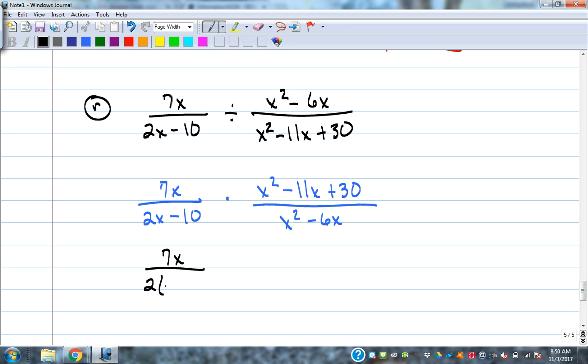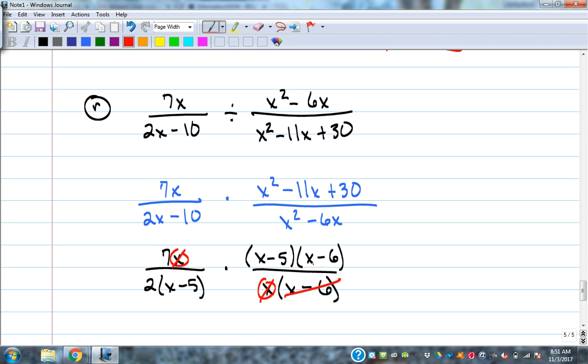So 7x, and then that would be 2x minus 5. I'm going to get the easy ones. What's that trinomial factor as? Good. Multiply to be 30, add to be negative 11, be negative 5 and negative 6. And then you can start canceling stuff. I got an x and an x, x minus 6 and x minus 6, x minus 5 and x minus 5. All that's left is 7 over 2.